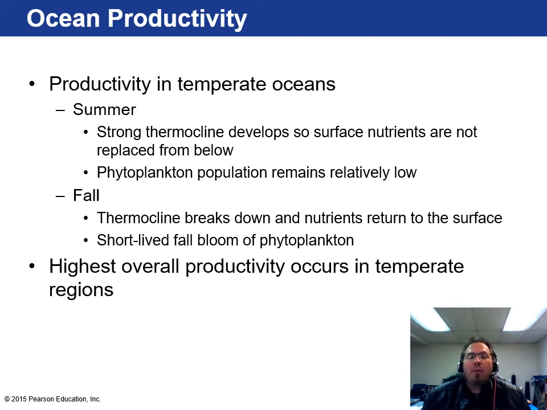Now in fall, the thermocline breaks down. The nutrients return to the surface, and you get another short-lived fall bloom for phytoplankton, which we saw, that little tiny spike in September and October. So the highest overall productivity occurs in the temperate regions because you get these spring blooms that just go nuts, where you open up that window, and when you open that window, it's opening a ton of productivity.